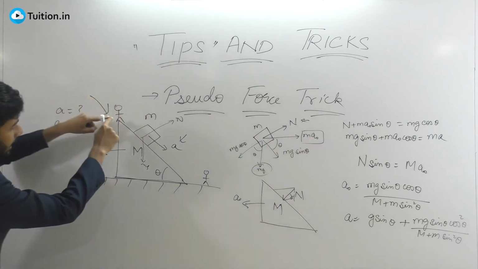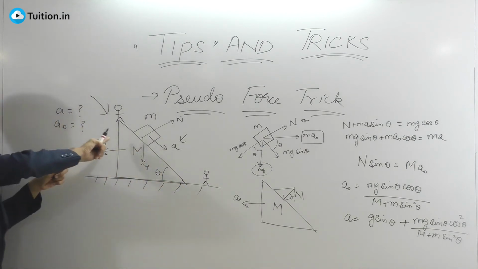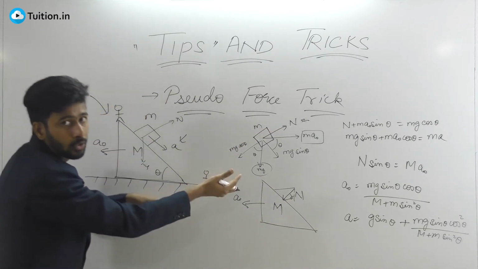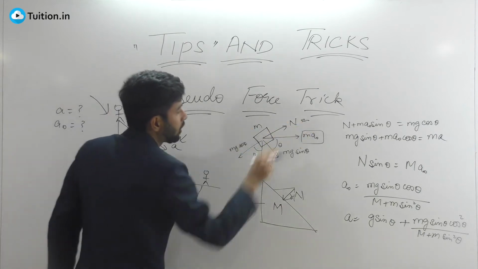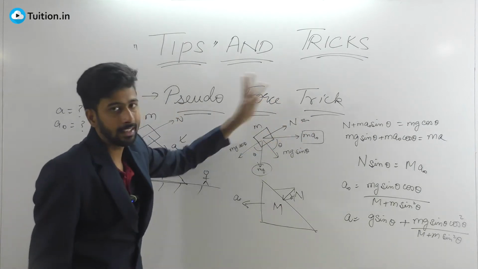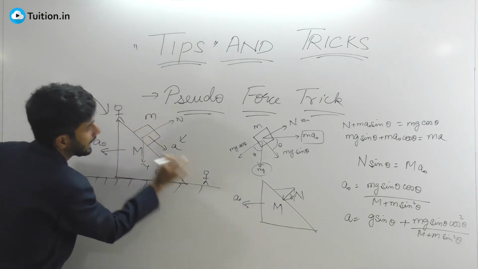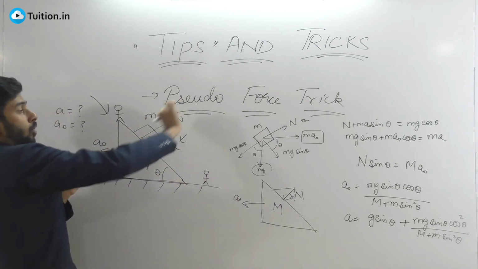Because you placed yourself in a non-inertial frame, which is moving with a naught this side, you need to supply an m a naught that side. Remember, your pseudo force is always opposite to the acceleration of the frame on which you're standing, right? So it's m a naught that side. Now I'll apply everything that I know on this. I know that if I sit here, I'll see an acceleration a like this, right? So there will be no acceleration or no movement in this direction.